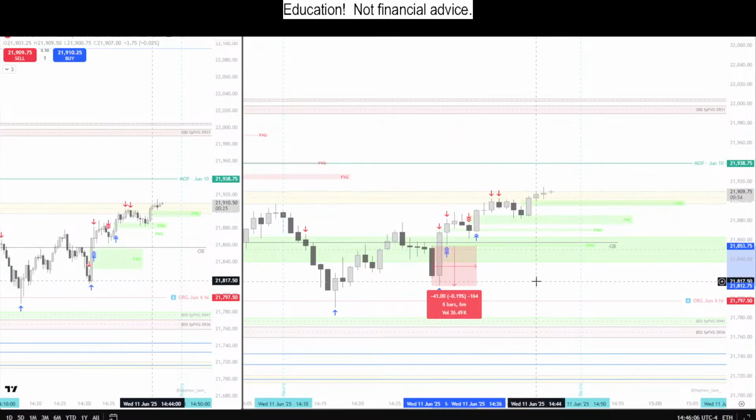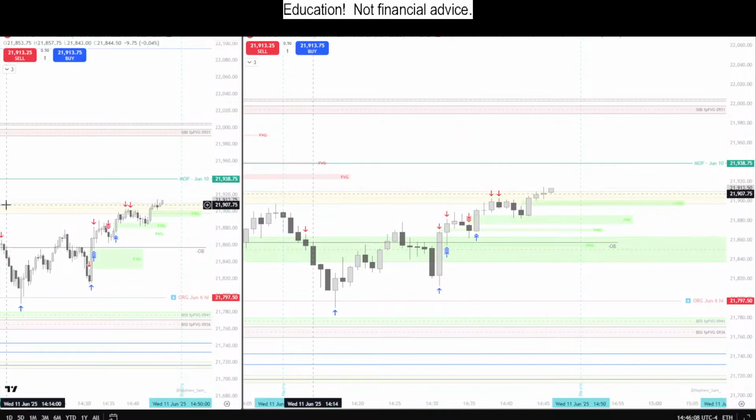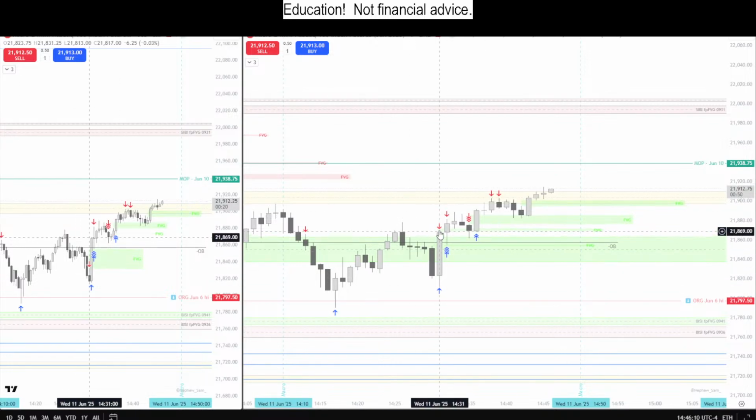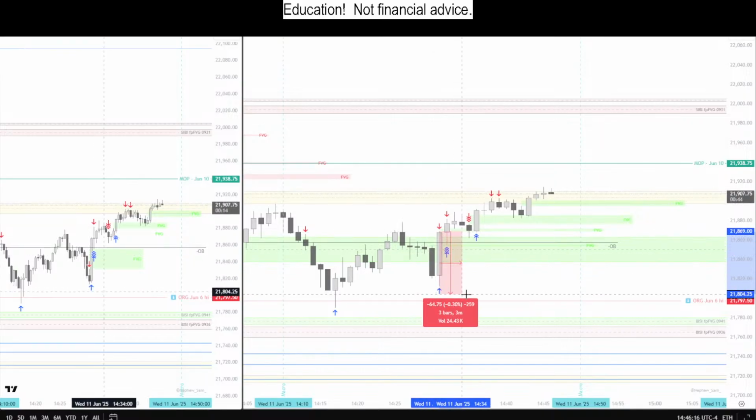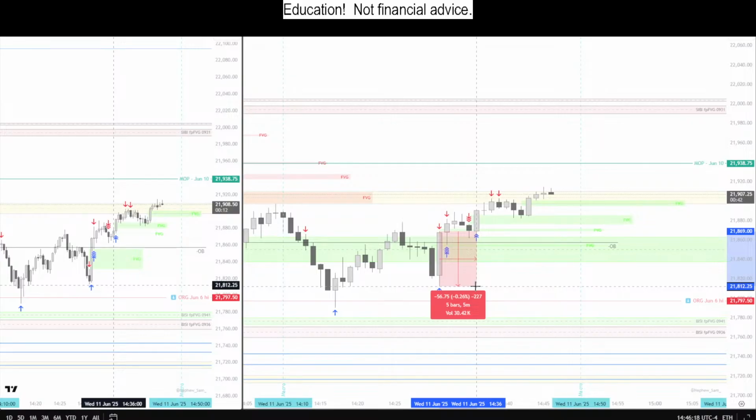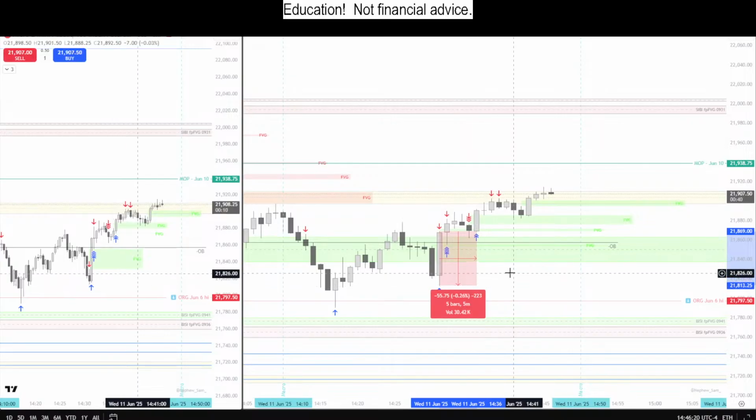40, 41. No, this is not accurate. It's got the magnet on and it's messing things up. This candle is over 55 or 56 points. Okay.